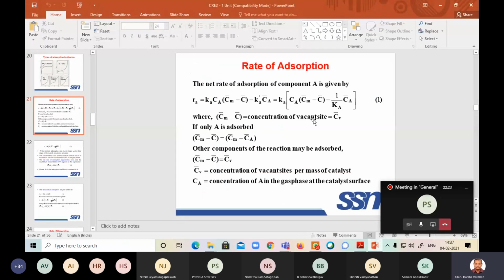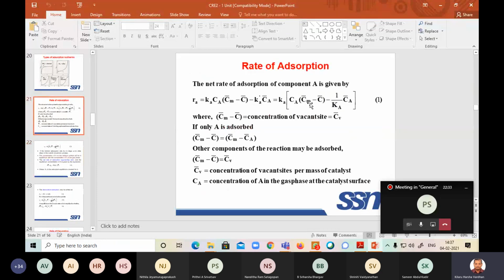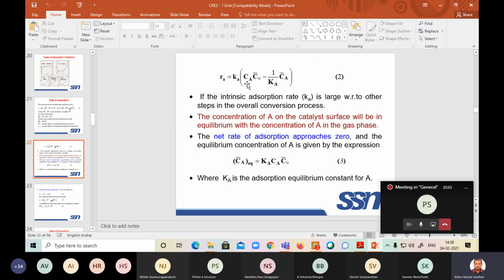So here, rate of adsorption you are writing. So if you are writing Ra is Ka into Ca into Cm bar minus C bar. Cm bar minus C bar you can write as Cm bar minus Ca bar, or Cm bar minus C bar is nothing but Cv bar, that is nothing but the vacant site. So we can write instead of Cm bar minus C bar as Cv bar. Right? That's what he is writing here. Ka into Ca into Cv bar minus 1 by Kc into Ca bar.